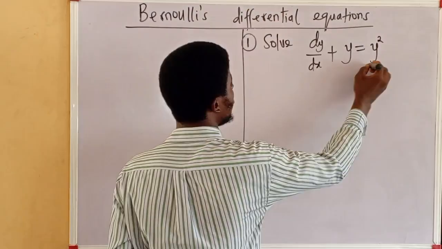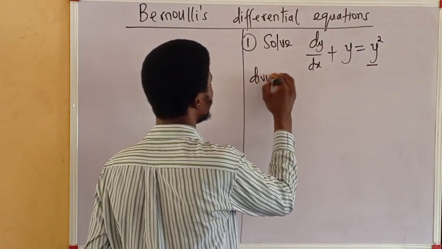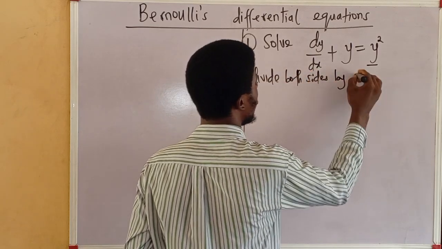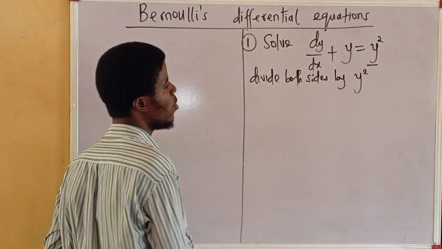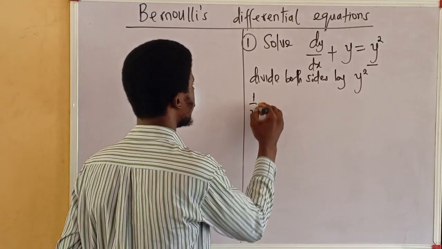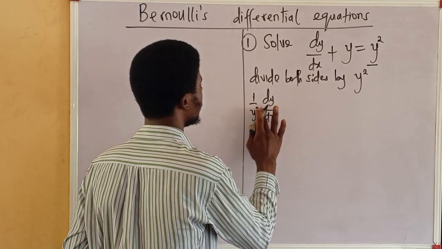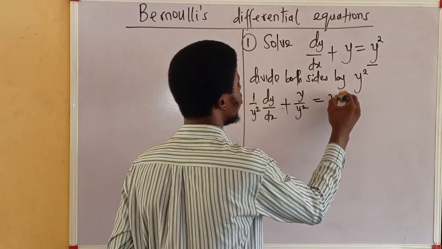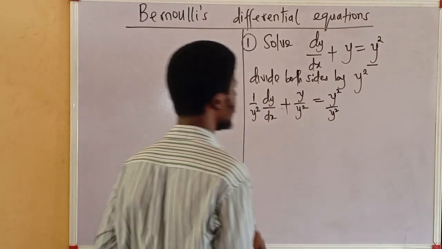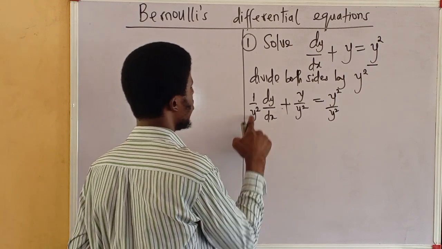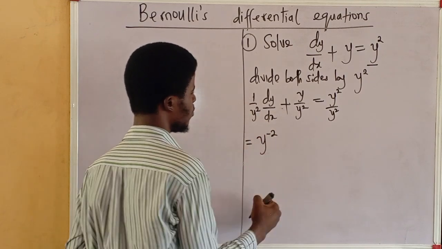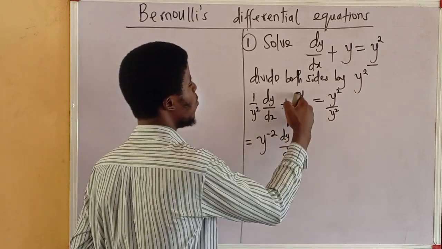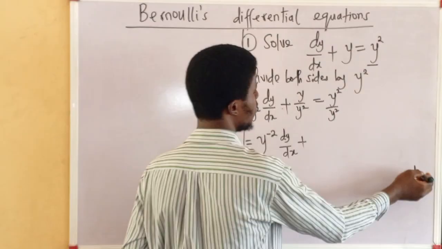The first thing is to divide both sides by y squared. So if we divide both sides by y squared, we are going to have 1 over y squared dy/dx, plus y over y squared, equal to y squared over y squared, which is actually 1. So what will this give us? 1 over y squared is y to the power of minus 2, dy/dx, plus y over y squared is actually 1 over y.